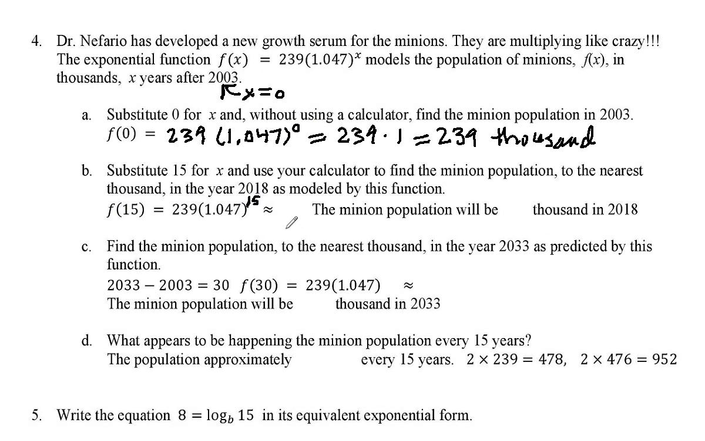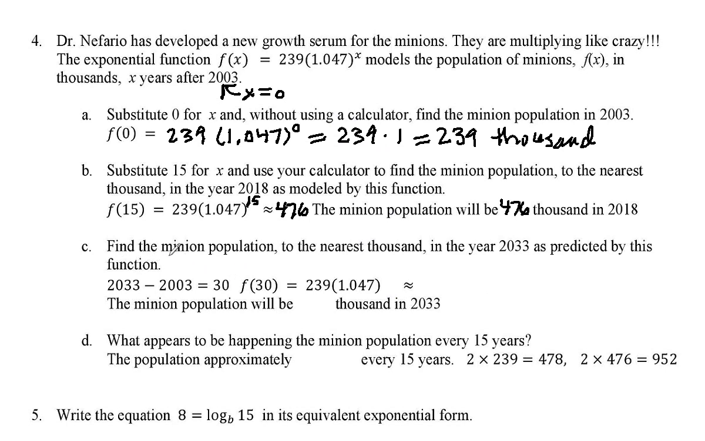And if you plug that one into the calculator and round to the nearest 1,000, you will get 476. So it's not 476 exactly, but that's after rounding. So that means that the minion population here is going to be 476,000 in 2018, 15 years later. So we more than doubled our minion population. That's a lot of minions. Put them to work.